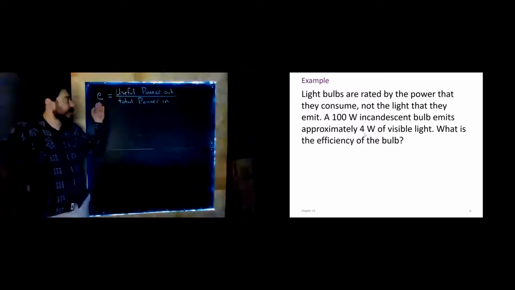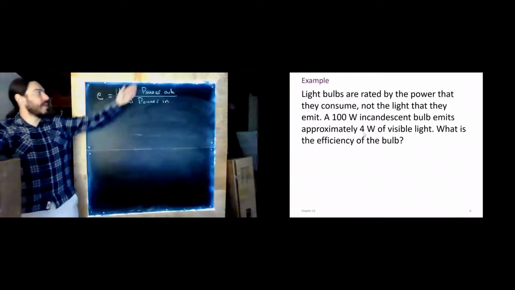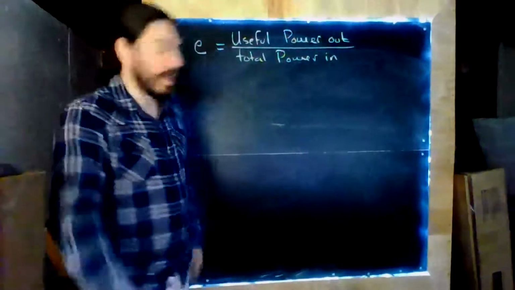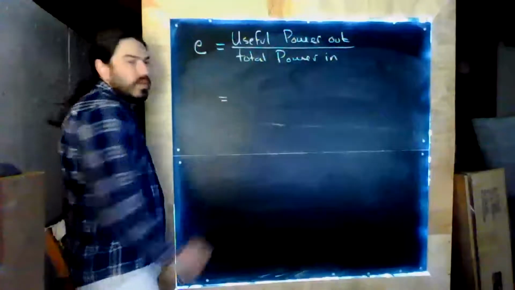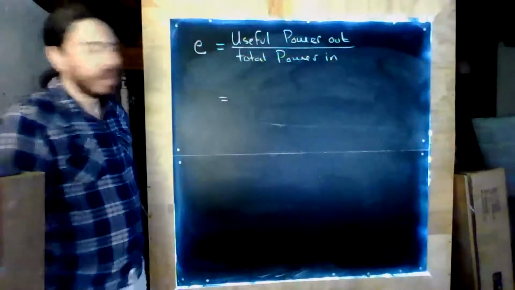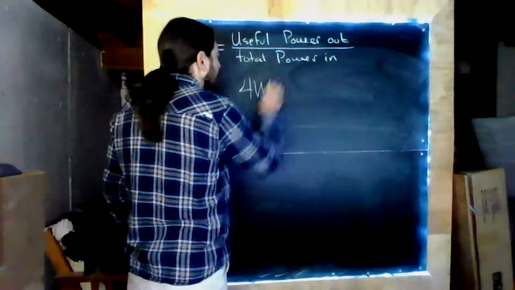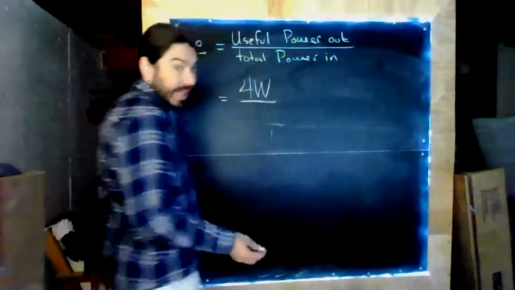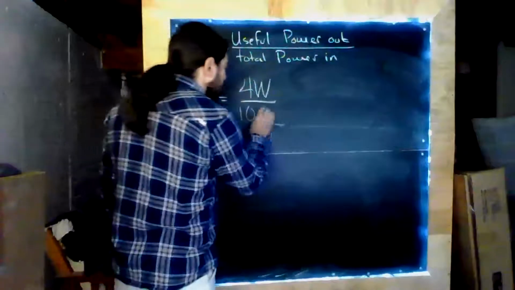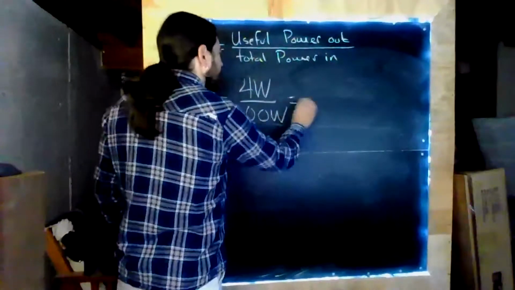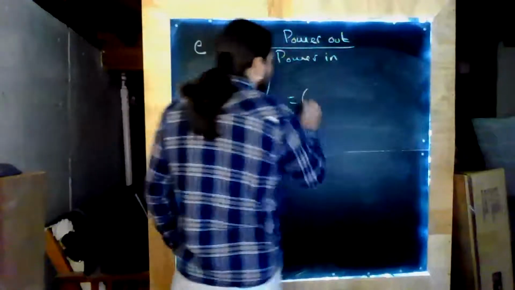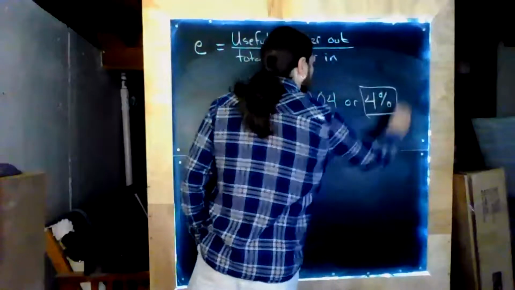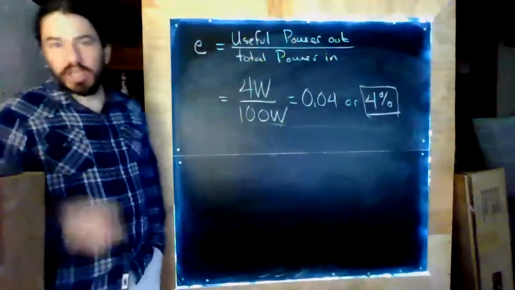Well, here I've written our definition of efficiency. In this case, since they've given us powers, I've written it as power. So this is useful power out divided by total power in. What is our useful power out? What's the point of running our light bulb? It's that 4 watts, right? That's what we're hoping to get out of our light bulb, some light. It's called a light bulb. And what did we have to put in to do that? Well, it was 100 watts in. Notice my watts cancel, and I end up with 0.04, or 4%. So that's a pretty abysmal efficiency.